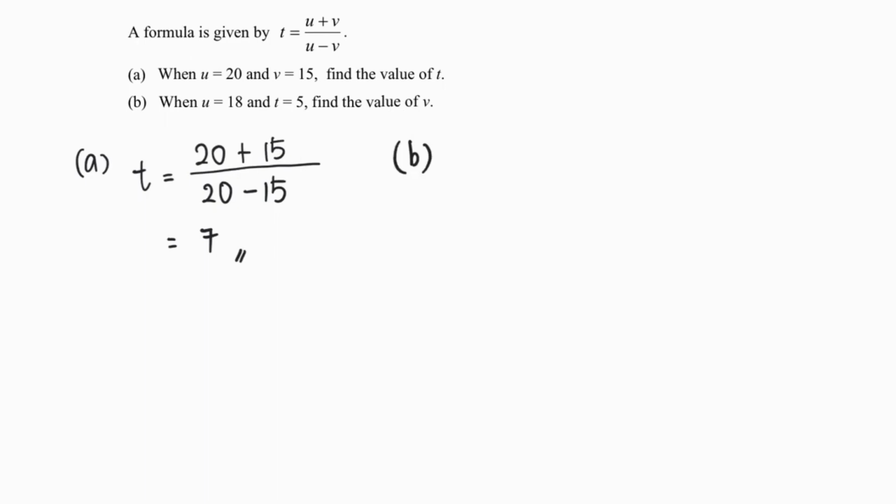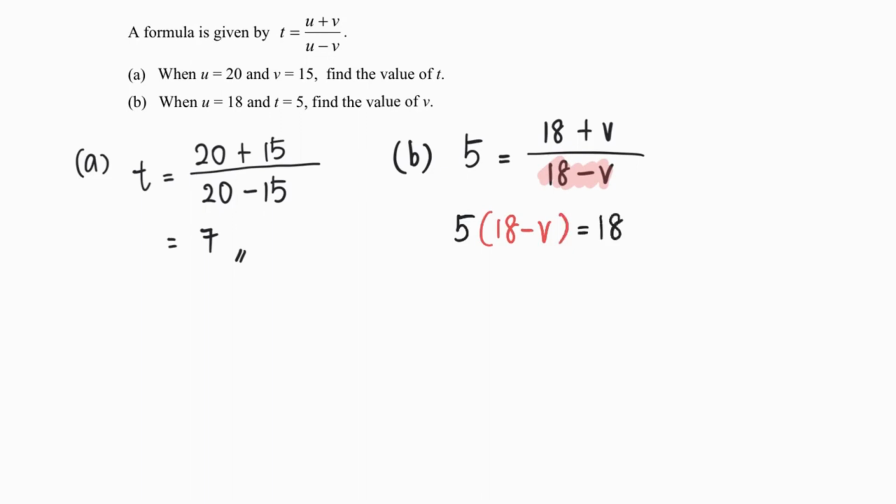For part B, we are required to find the value of V. This time they give us the value of T. U is also given. So this one requires us to do some algebraic manipulation. I'm going to multiply both sides by 18 minus V, so that you can see that there will be this. And therefore we do not have any more fractions in this equation anymore.